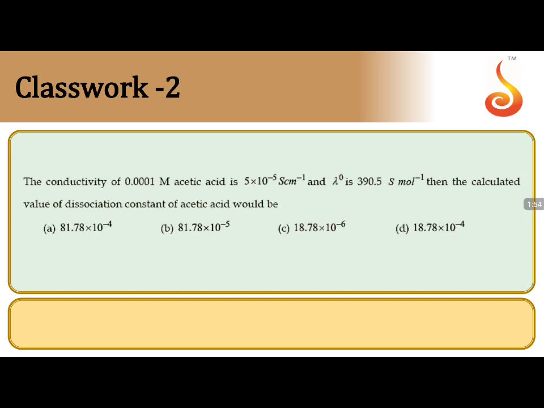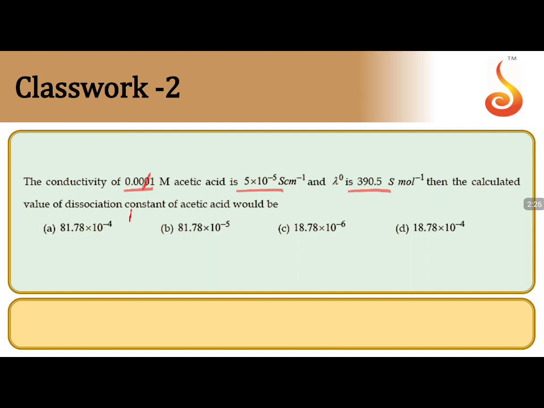Coming to the second question, the conductivity of 0.0001... I think there is a mistake. We will remove one zero, so just correct this question. The conductivity of 0.001 molar acetic acid is given as 5 into 10 power minus 5 Siemens centimeter inverse. Lambda naught is 390.5 Siemens centimeter square mole inverse. Now calculate the value of the dissociation constant of acetic acid. So the dissociation constant of acetic acid is how much?